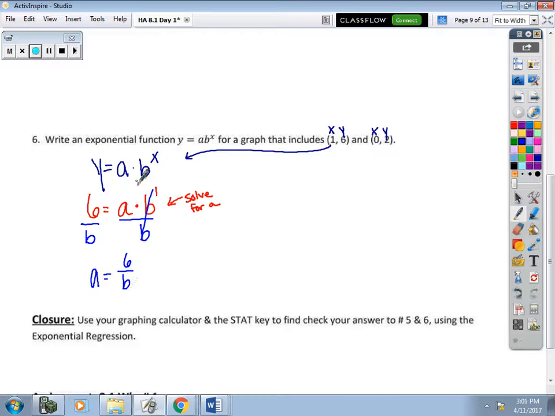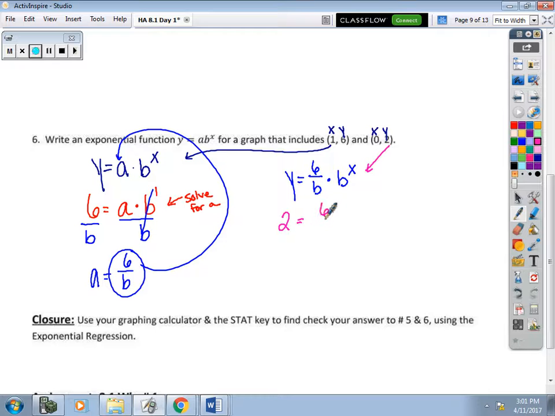You're going to rewrite the equation for standard form, or you could also think of just plugging this back in for A up here. So we'll get y equals 6 divided by B times B to the x. So now my equation is all in terms of B and x. I no longer have an A variable, which is going to help me to solve for B. Now I'll take and plug in my second point. So I'll plug in 2 for y, and I'll plug in 0 for x.